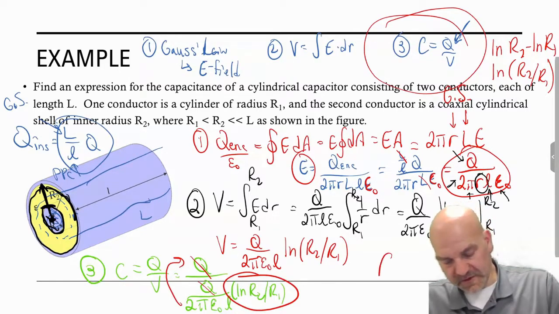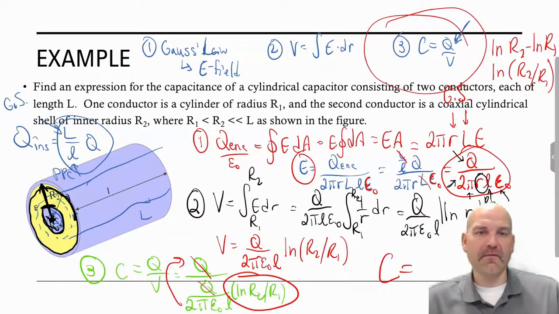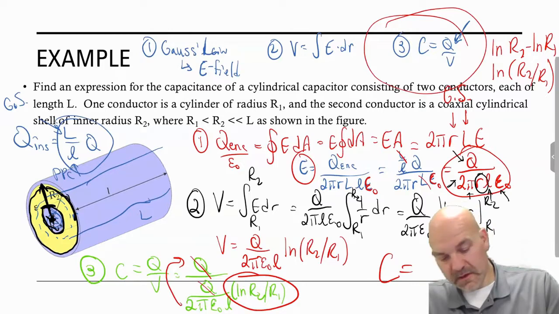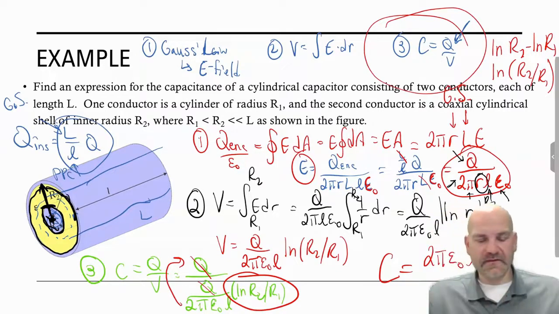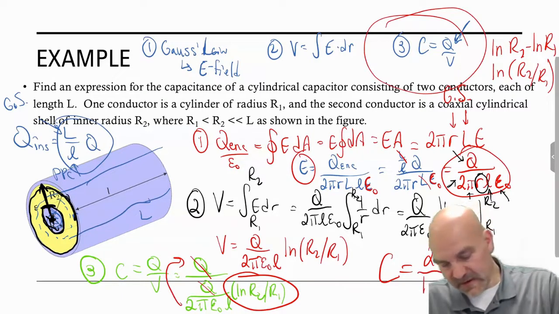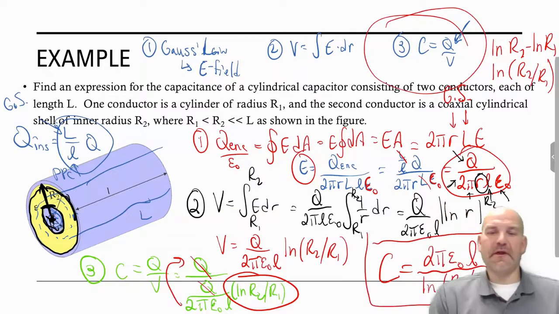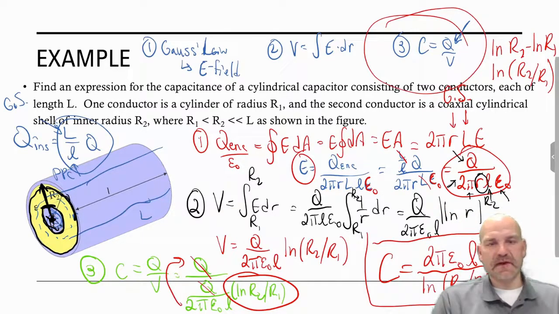So the expression for capacitance of a parallel plate or cylindrical parallel plate capacitor is going to be 2 pi epsilon naught L, which is the length of the cylinder, divided by the natural log of R2 over R1. And so there is the capacitance of a cylindrical capacitor, of 2 conductors.